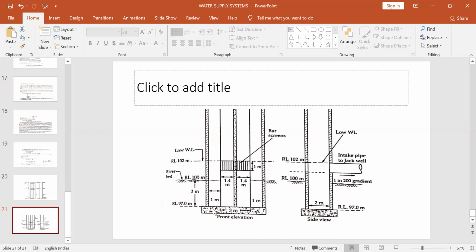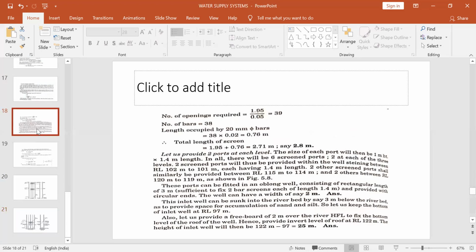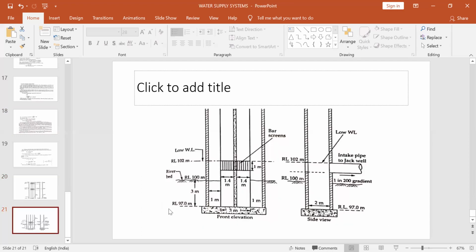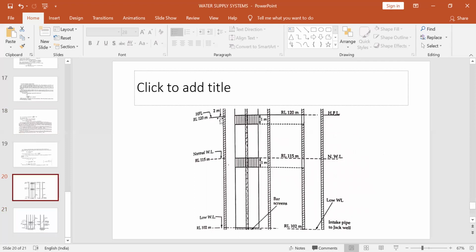So while designing the intake well, we have to provide the RL at each of the entry ports, the RL of the HFL, the RL of the top of the well, and the RL of the bottom of the well. So these data you have to provide here in the design. Okay. So then what is the height? Now another thing is, you have designed the width of the well, you don't know the height. Now see, here RL is 97 meter, okay, and here RL is 102 meter.